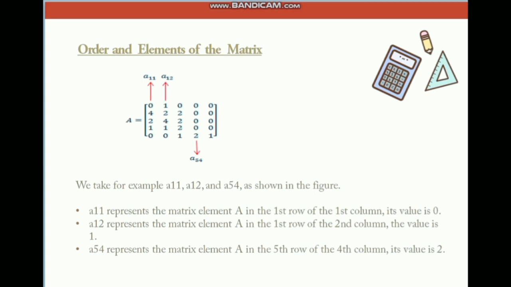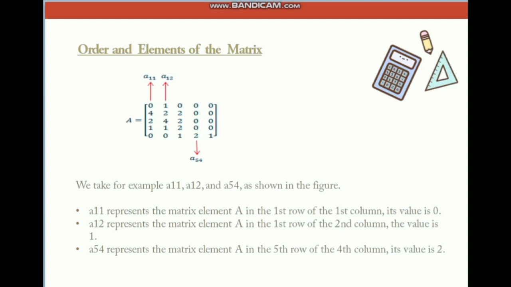Then, the elements of matrix A can be notated with a_ij. This states the element of matrix A in row i and column j. So that you are not confused, immediately see the example below. Order and matrix elements: we take, for example, A11, A12, and A54 as in the figure.